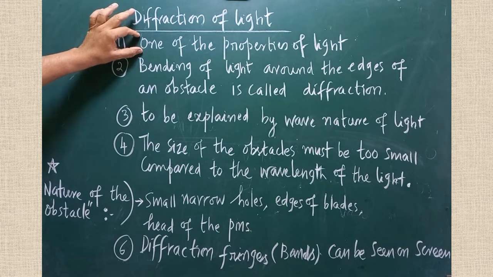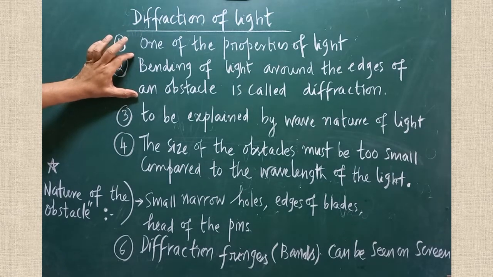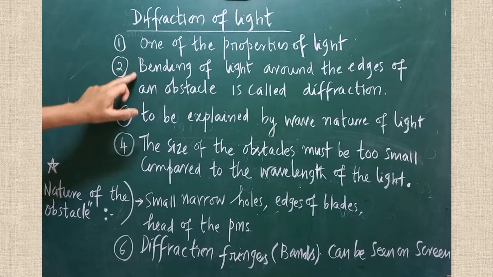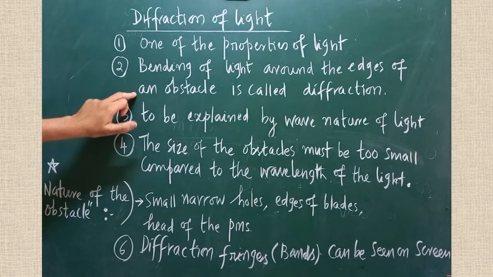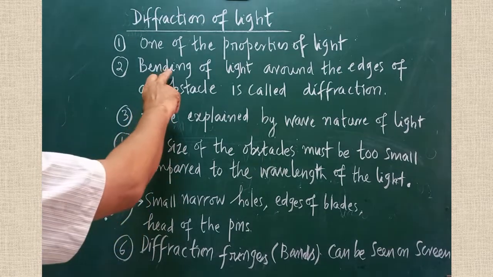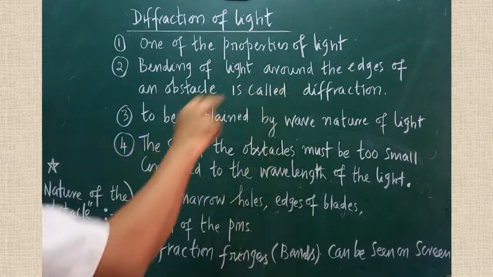This is also one of the properties of light. What is diffraction of light? The definition of diffraction of light may be asked in the examination. For that purpose, I have written the complete definition of the diffraction of light. So, what is diffraction? Bending of light around the edges of the obstacle is called diffraction.